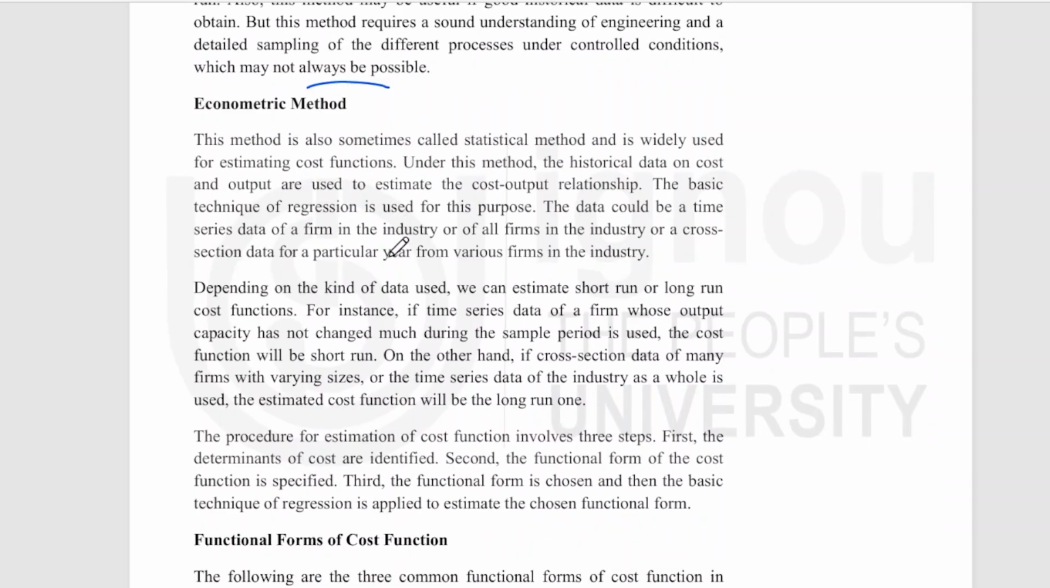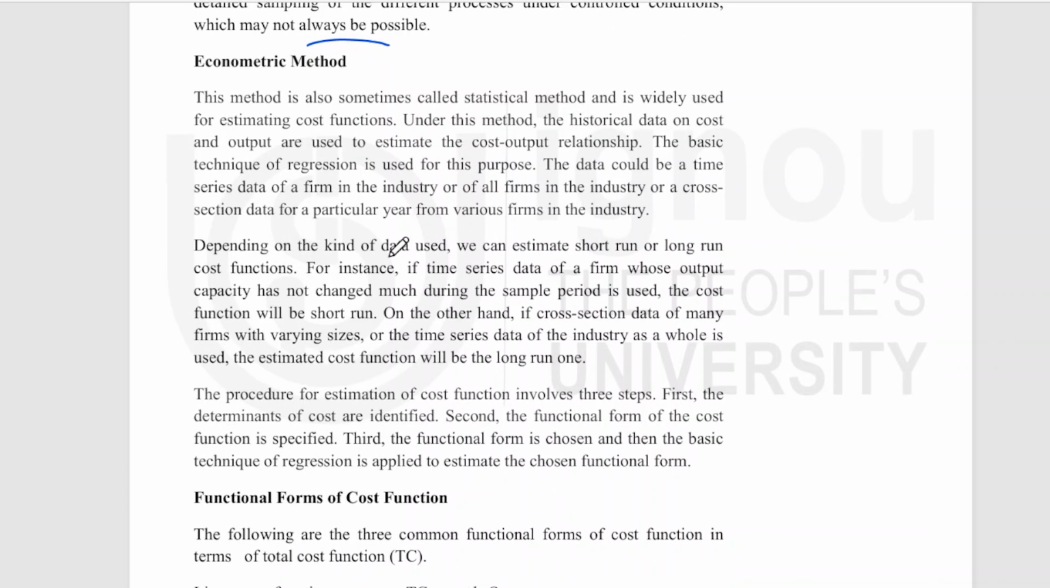Econometric method. This method is also sometimes called a statistical method and is widely used for estimating cost function. Under this method, the historical data on cost and output are used to estimate the cost output relationship. The basic technique of regression is used for this purpose. The data could be time series data of a firm in the industry or of all firms in the industry, or cross section data for a particular year from various firms in the industry.